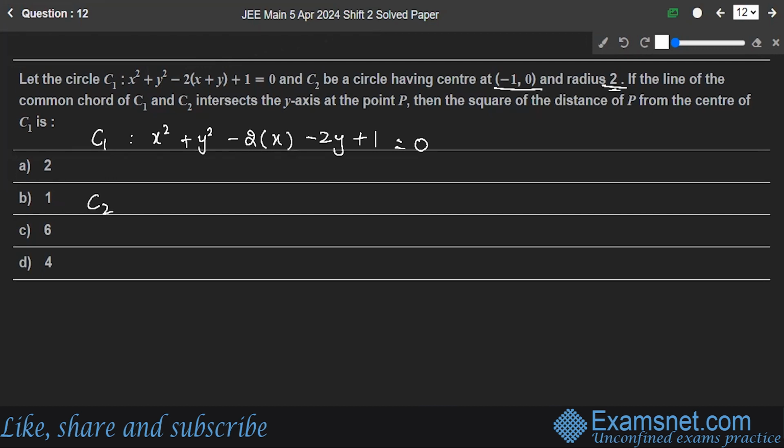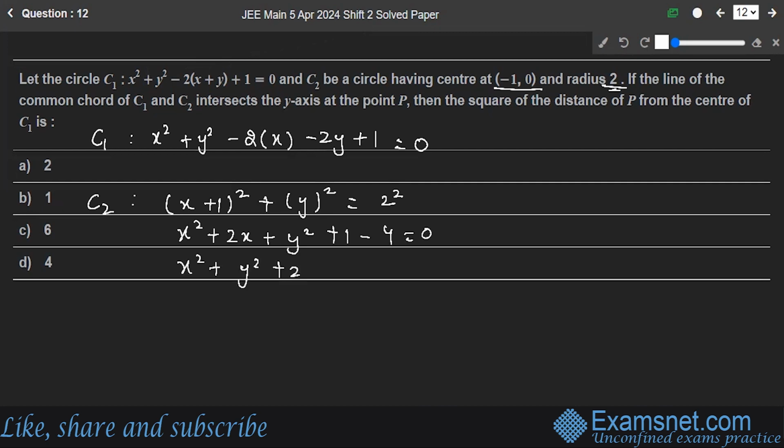Let's frame the equation for C2. You're given the center, so it will be x minus of minus 1, which is x plus 1, y minus 0, which is y square, is equal to radius square. This will give me x square plus 2x plus y square plus 1 minus 4 is equal to 0, or x square plus y square plus 2x minus 3 is equal to 0. These are the equations of the two circles.